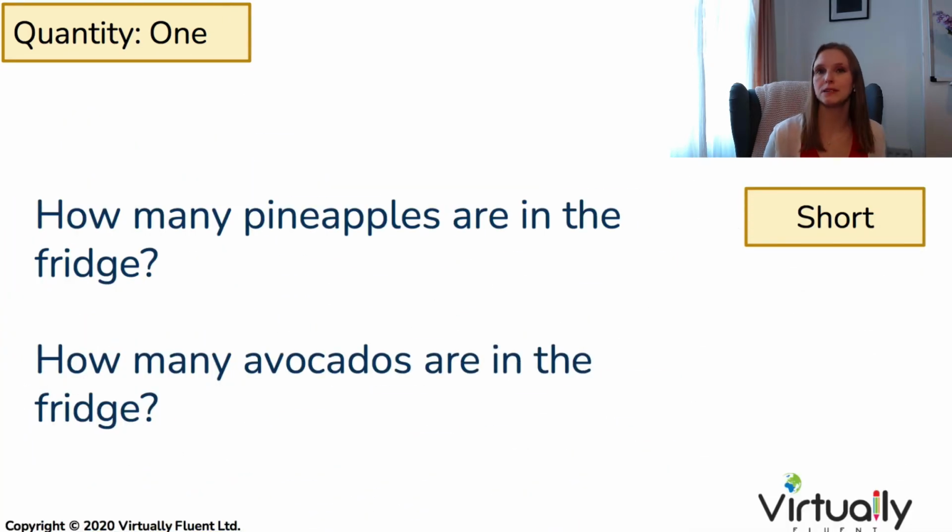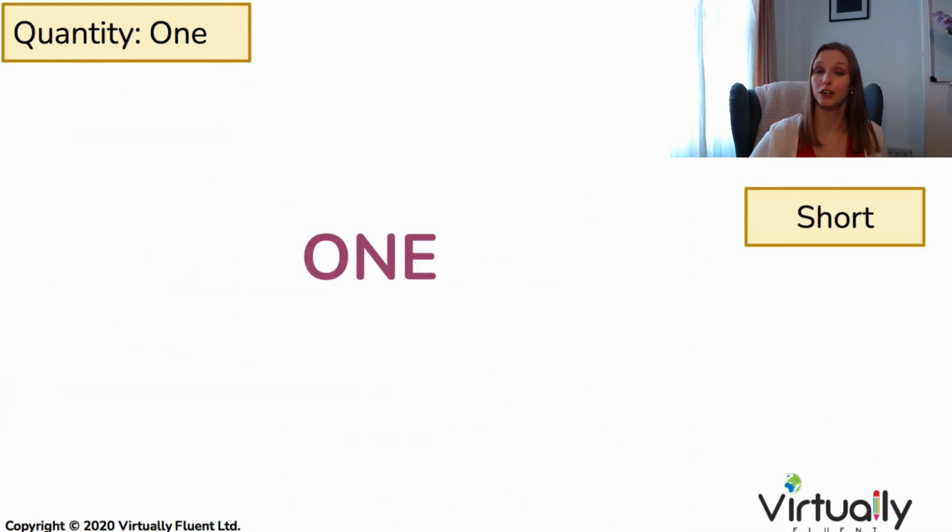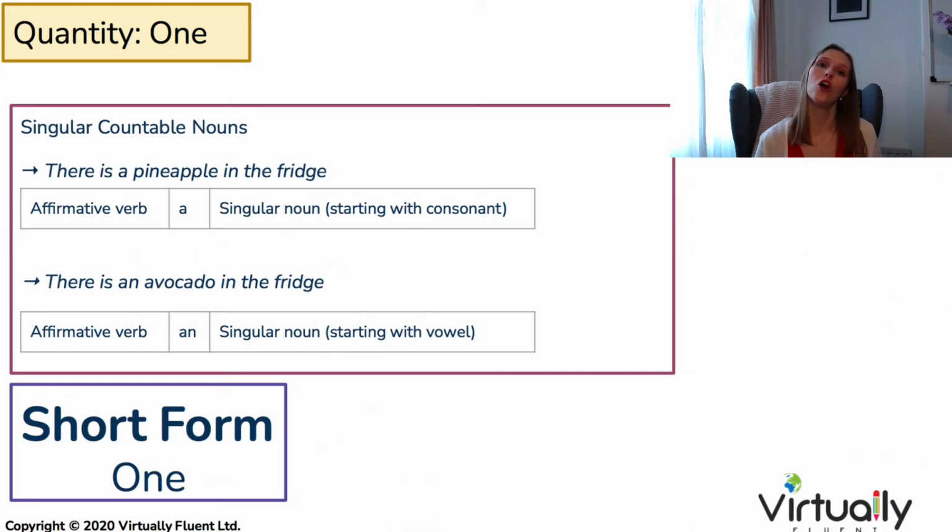And again, what happens if we want a short response? Just one individual word. How many pineapples are in the fridge? How many avocados are in the fridge? We can use just the word one. So now we have both our long and short forms for a quantity of one.